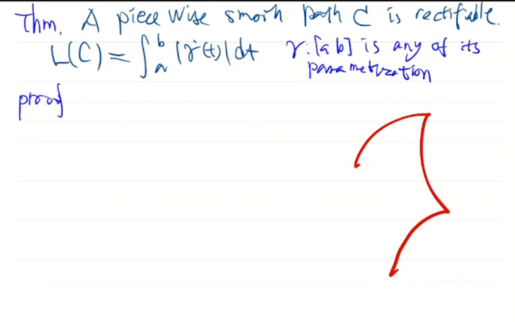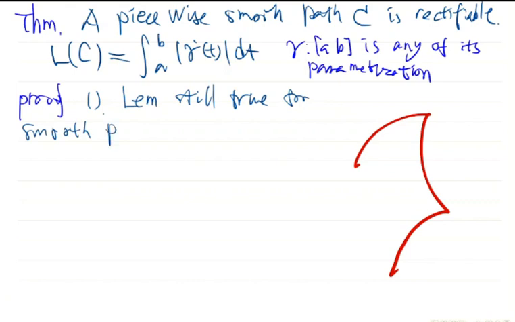We first remark that our previous lemma is still true for smooth paths. Not only C1. We don't need to assume C1, although our proof is for C1. But for a smooth path, that is, where gamma is not differentiable at a and b, the result is still true.